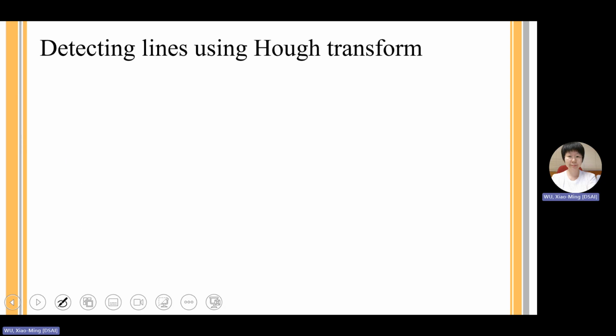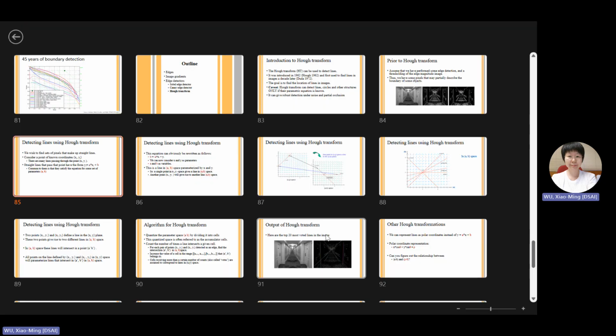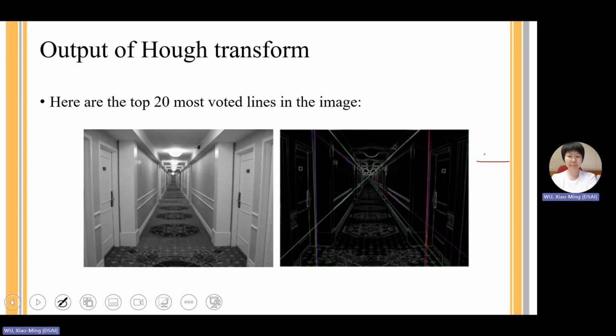So the Hough transform is designed to obtain results like this. As you can see, there are 20 lines. You can consider them the 20 most significant, most voted lines in this image. The Hough transform identifies the location of the most significant straight lines within the image.